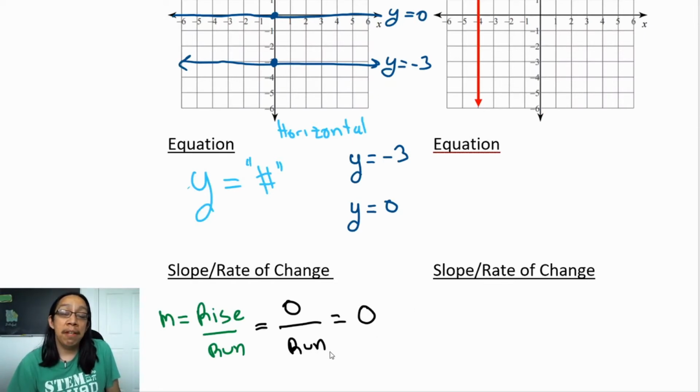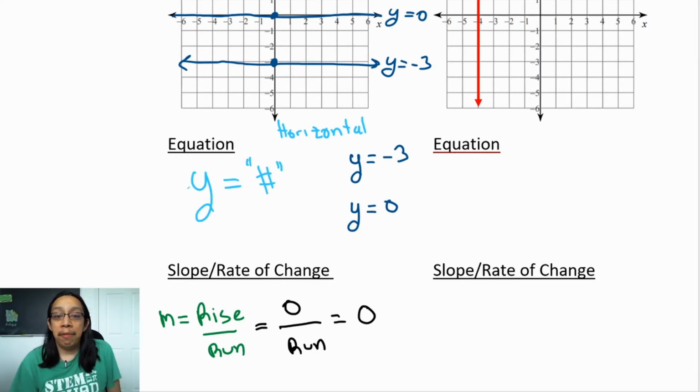That means that even if the run was 5, 10, or even a negative number, as long as the numerator is 0, the slope of a horizontal line, or a line that's just on the ground, will always be 0. Again, why is it 0? Because it does not have any rise whatsoever.